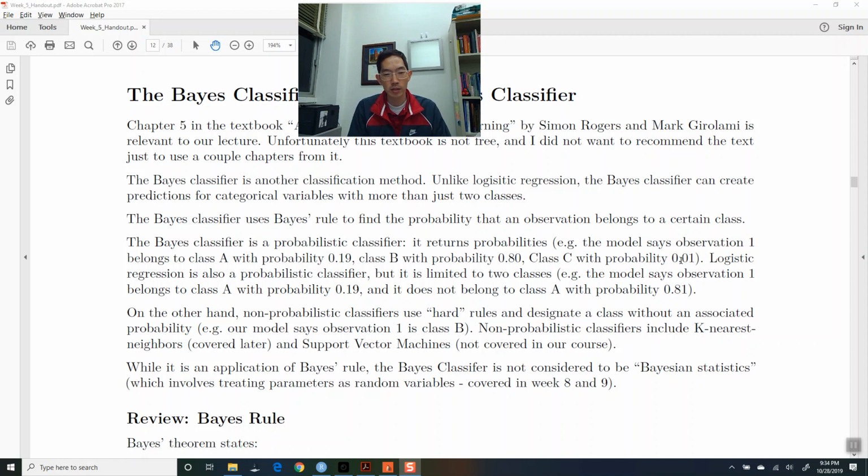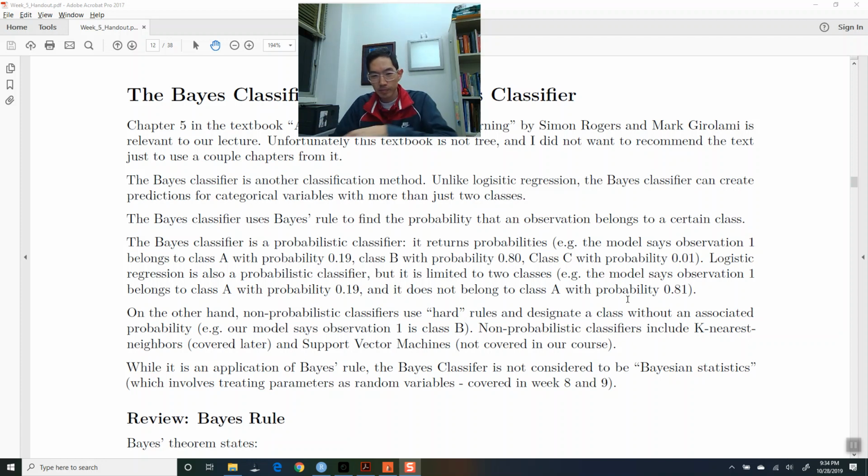Whereas logistic regression would say something like it's either class A with probability 0.19 or not class A with probability 0.81. Later on, we'll look at KNN, which is a non-probabilistic classifier and uses hard rules as far as making the prediction as to whether something belongs to a certain class or not.